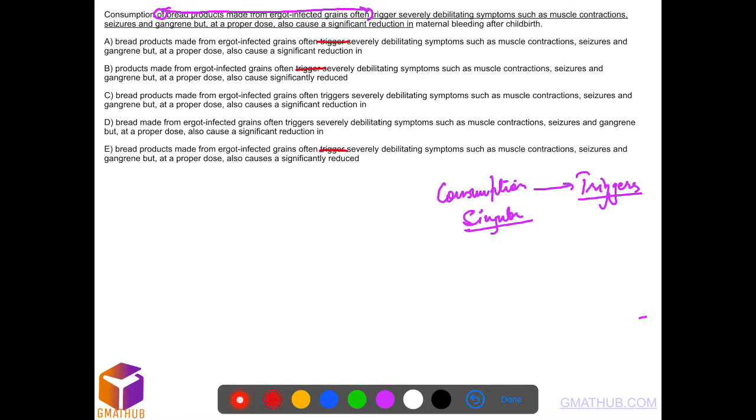There is one more verb getting used here, "cause." So if you read the sentence correctly, consumption of so and so triggers severely debilitating symptoms such as muscle contractions, seizures and gangrene, but at a proper dose also cause. So it's the same thing, consumption is causing, so it should be "causes," okay. So out of the remaining, "also cause" is out, okay. So it's only option C which says "triggers" and "causes," both are the right usage.